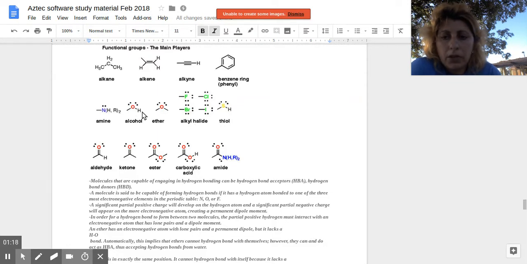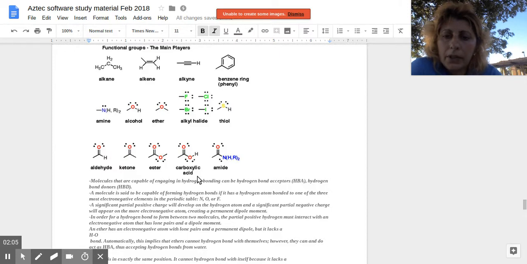So alcohol is OH. Ether is just O with carbons singly bound. Ester is two oxygens, one singly, one doubly bound. Carboxylic acid is like an ester, but it has an extra hydrogen. Ketone, aldehyde, as well, have a carbon-oxygen double bond with one oxygen, while ester had two oxygens. So an aldehyde has a hydrogen. So these are the main things.